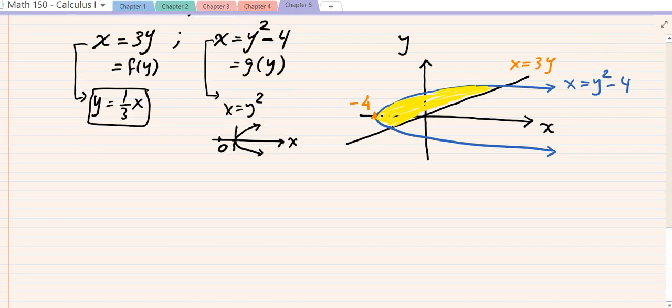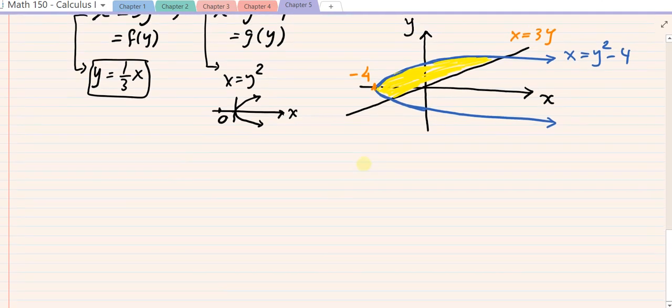Alrighty, now let's do this. There are two ways we can do this. We can use horizontal or vertical rectangles. So how do we know which one? Well, again, some choices are better than others. Therefore, what we're going to do is see which one makes it easier to integrate. So let's choose horizontal rectangles.